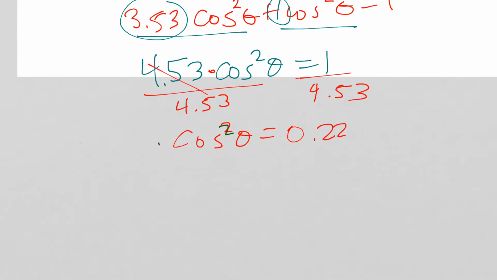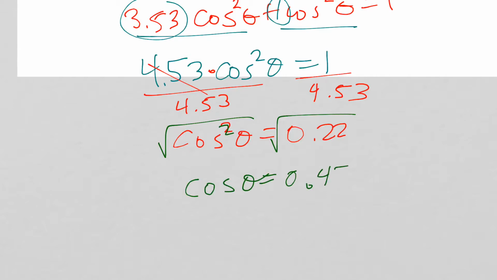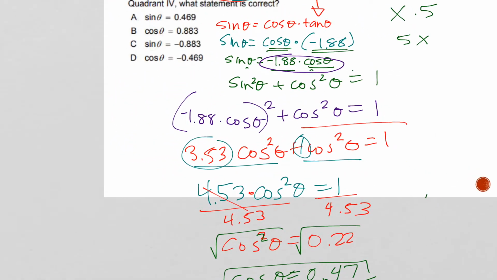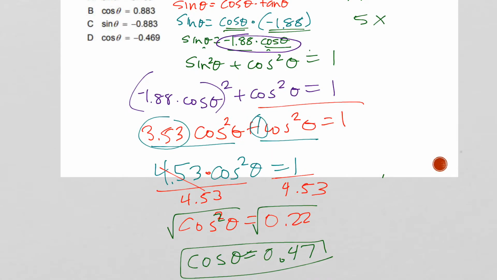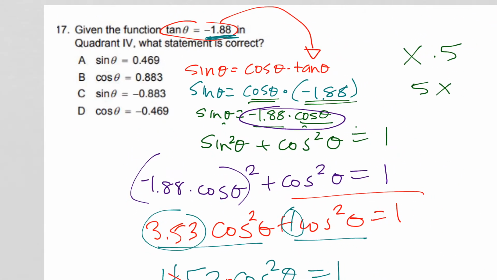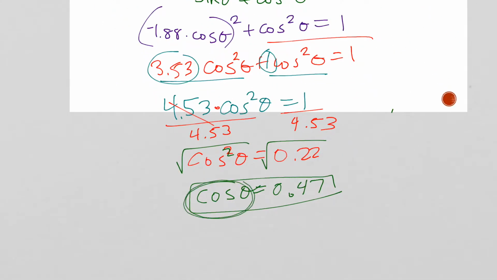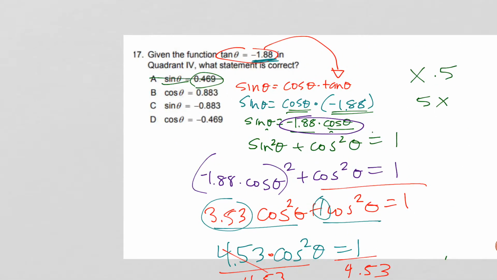But I don't want cosine squared theta, I want cosine. So now I have to get rid of the square by taking the square root. The square root of 0.22 ends up equaling 0.47 if I round. The question is asking which one's correct. The answer has to be 0.47 or 469. This one has 469, but my answer says cosine. This does not say cosine, so it's out. Looking at the answers with cosine, neither one of those is right. I'm only left with one, and I know the answer is going to be C.